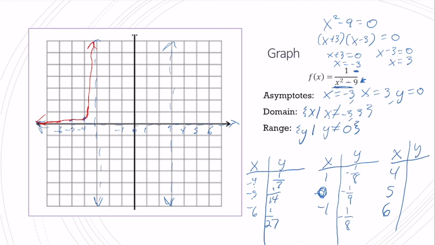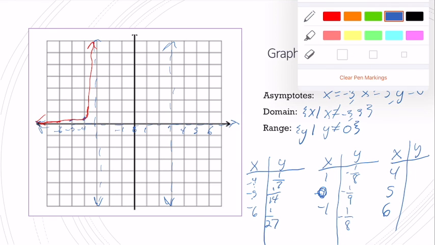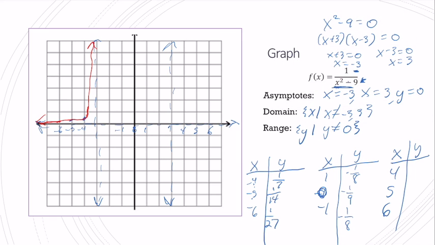Okay, so when x is 0, I have negative 1/9. When x is 1 or negative 1, I have negative 1/8, which is a little bit bigger than negative 1/9. So my graph is going to look like this, and it's not going to cross any of these vertical or horizontal asymptotes.